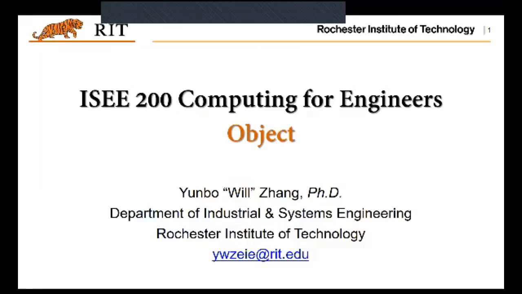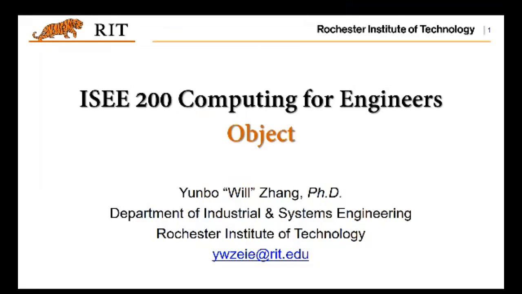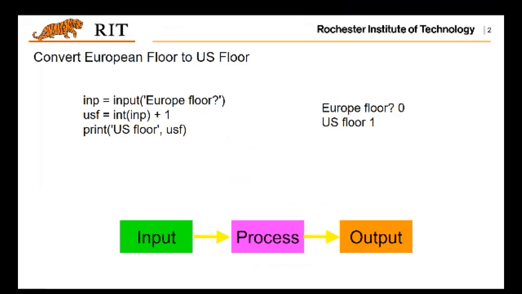So let's look at the object in Python. Object is, I would say, a relatively new concept to you guys. But if you look back to the previous lectures, it's actually everywhere. If we go back to this simple example, that is a conversion of the Europe floor to the US one.